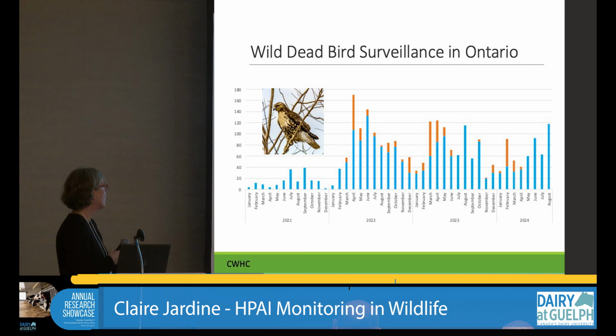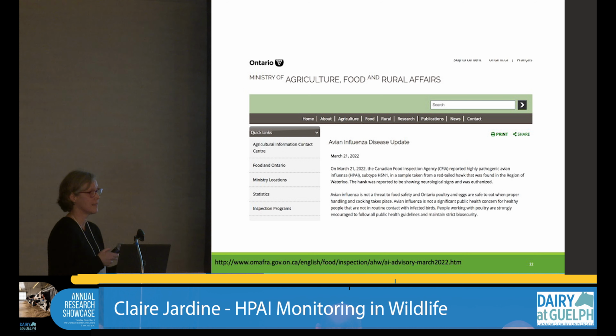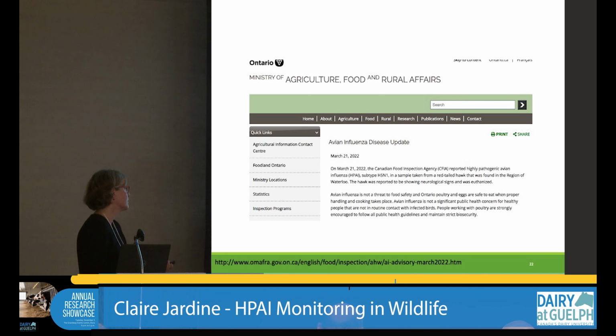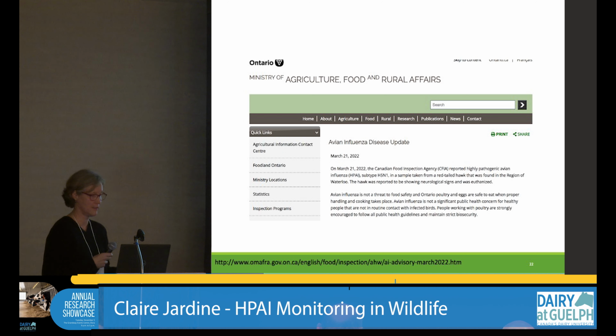And then the other thing I just wanted to point out is this case here in March 2022. This was the very first case of high-path AI in Ontario. And it was in a red-tailed hawk, like this species here. And we were able to share this information with OMAFA and with CFIA, and they were able to use this as an early warning for poultry producers. So there was information put out. We detected this case about a week before the first poultry outbreak. So wildlife surveillance is potentially useful in that way as kind of an early warning. It did seem to work out in this case.